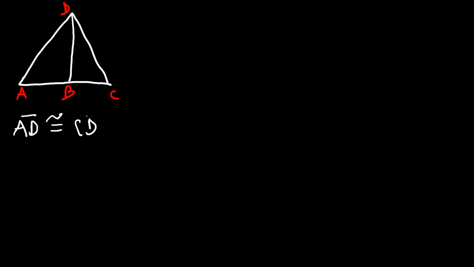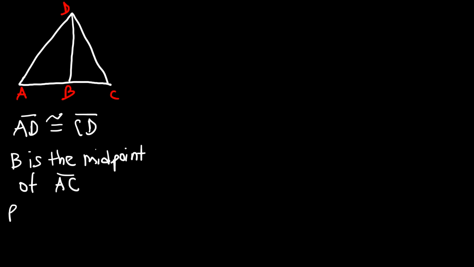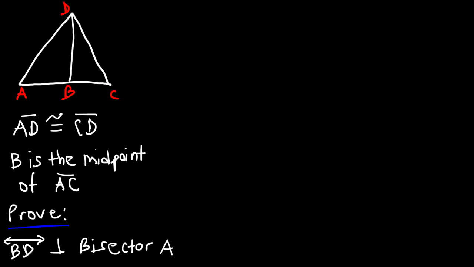Now let's work on a 2-column proof. So let's call this A, B, C, and D. And we're given that AD is congruent to CD. And also that B is the midpoint of AC. Our goal is to prove that line BD, or line DB, is the perpendicular bisector of segment AC. So go ahead and do a 2-column proof to show it.